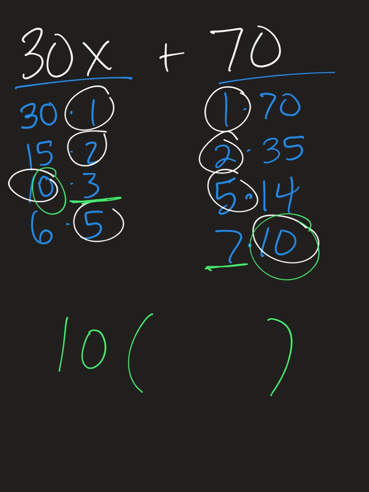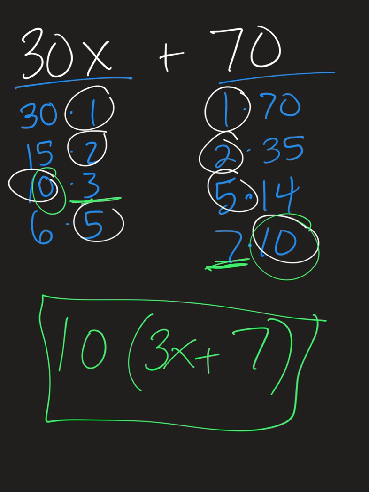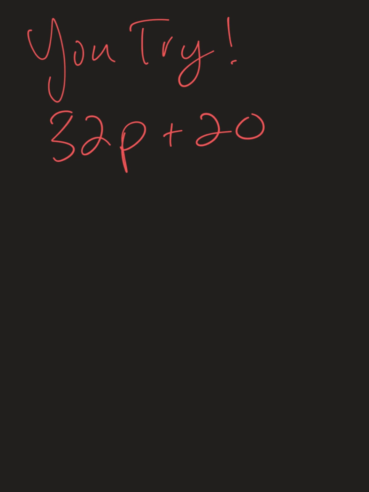So when I pull a 10 out of 30x, or divide 30x by 10, I have remaining 3 and x. I have a plus in the middle, and then of course when I divide 70 by 10, I have that 7 there. And that is the factored form, which is still the distributive property, just the opposite distributive property. Factored form of 30x plus 70. Your turn to try 32p plus 20.